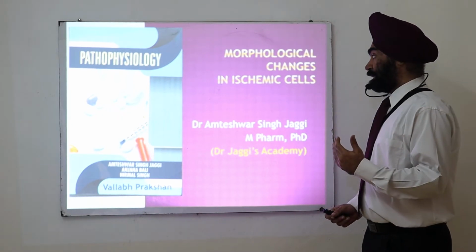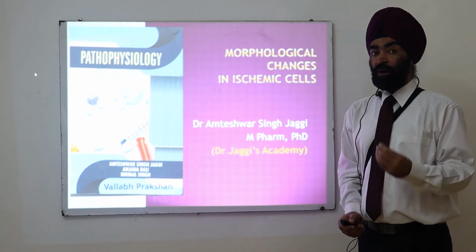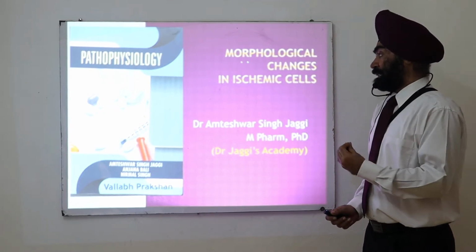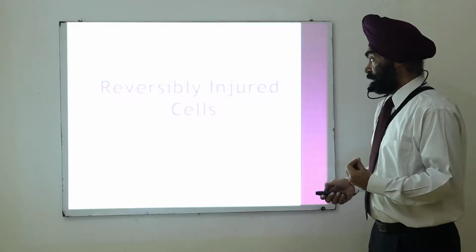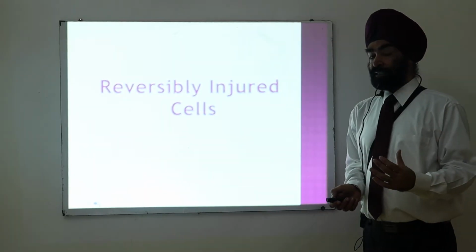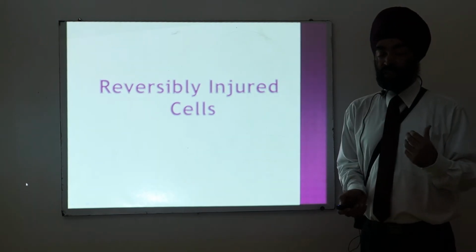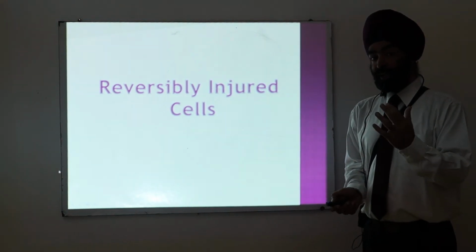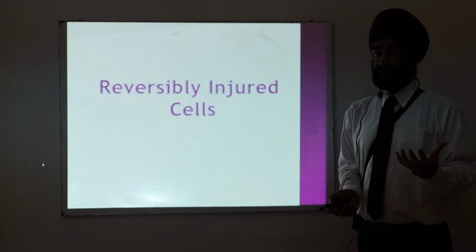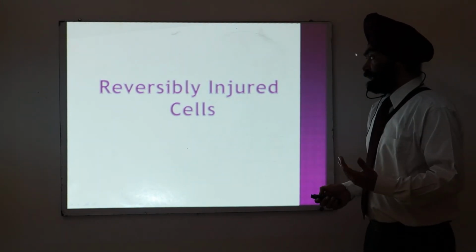In the last lecture, I discussed what are the mechanisms involved in producing ischemic cell injury. Now in this lecture, I will discuss what are the morphological changes that will take place in the ischemic injured cell. As you remember, there are two phases of cell injury, reversible cell injury and irreversible cell injury. I will discuss both what happens in the reversibly injured cell and what happens in the irreversibly injured cell.